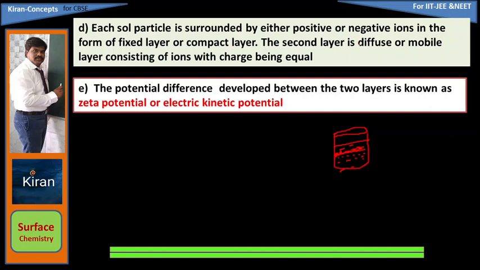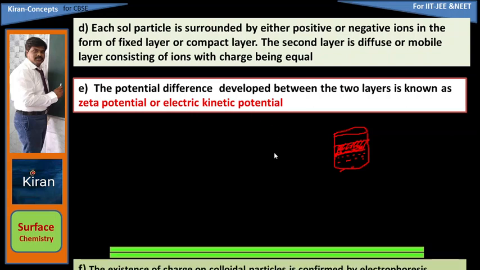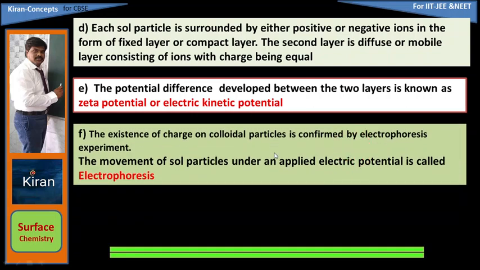The second layer is the diffuse or mobile layer, consisting of ions with equal charge. This is the second layer, which floats on this layer. The potential difference between these two layers is known as zeta potential or electrokinetic potential.